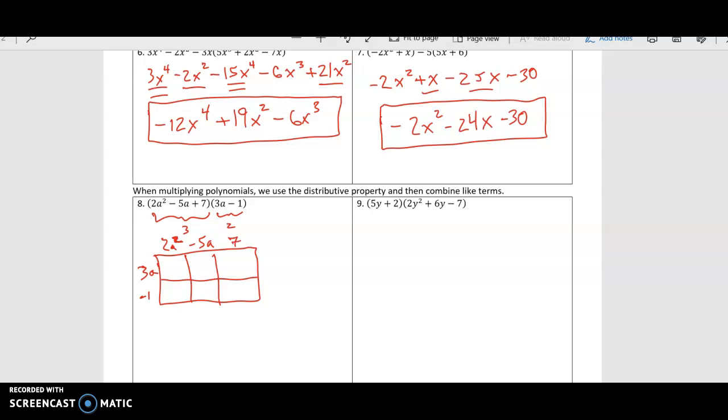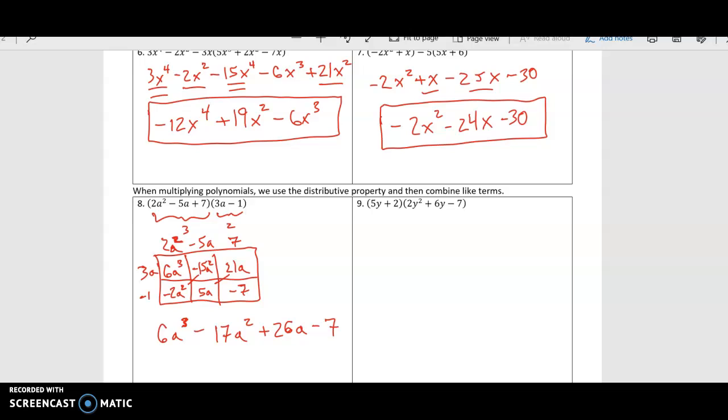That's an a squared. This box is going to be the product of 3a and 2a squared, which is 6a to the third, minus 2a squared, minus 15a squared, 5a, 21a, and minus 7. The reason I like using the box method is because your like terms are at diagonals. It's real easy to combine those like terms. That's a cube. That's a 6.